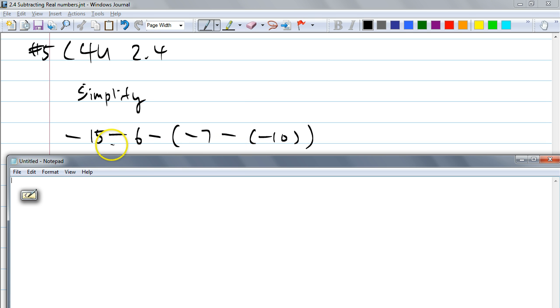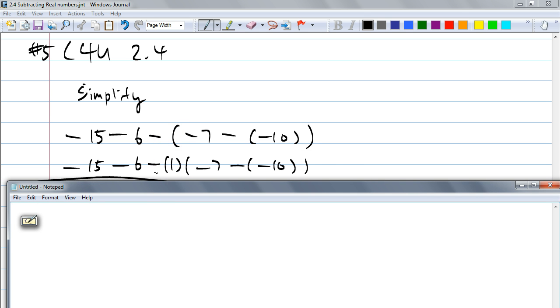So if I want to change this to addition, that's easy. What's negative 15 minus 6? That's the same as negative 15 plus? What about 6 minus, what's here really? Plus negative 1. There's that invisible 1. I actually wrote that down.